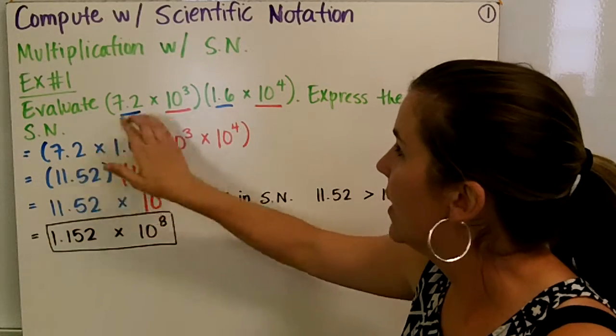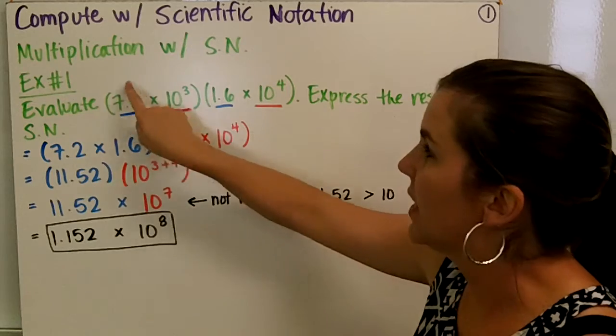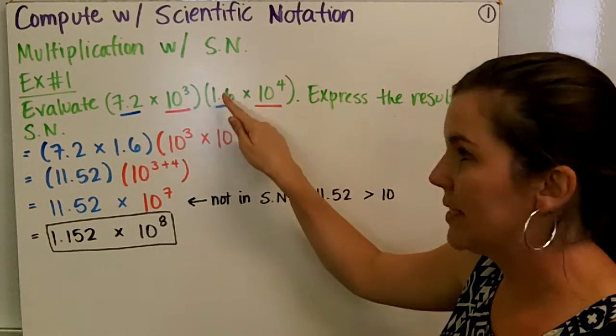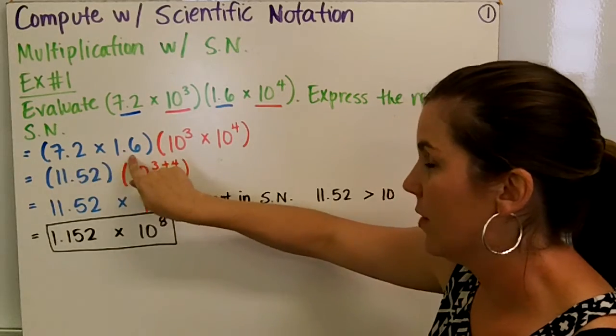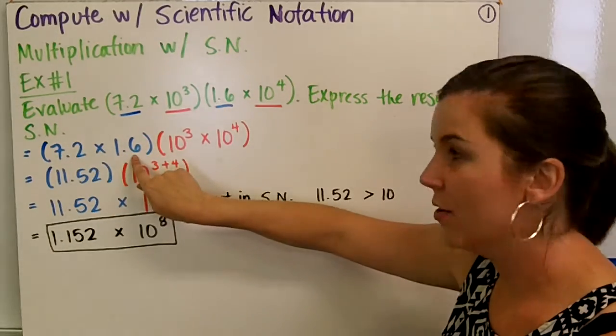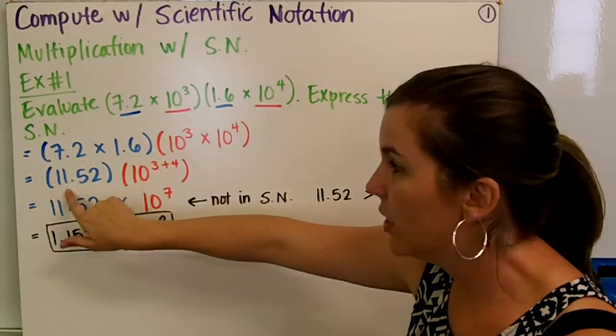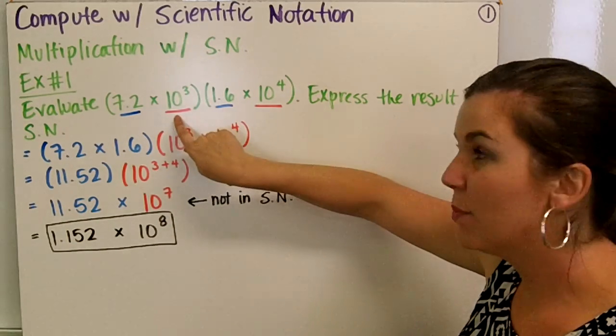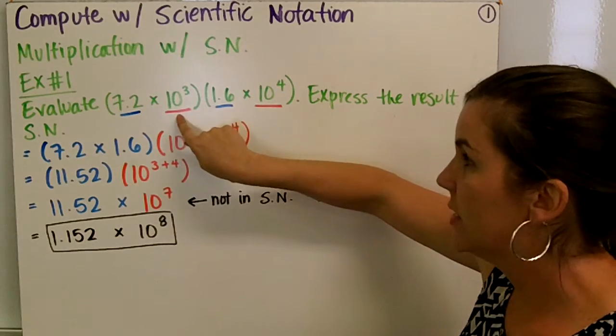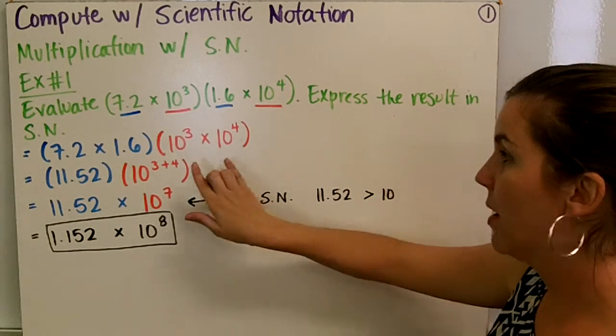So here I have color-coded it for you. I've taken 7.2 and 1.6, the factor part, and grouped them together. We're going to multiply these two numbers together, and you can do this on your calculator. You get 11.52. Take the other part, the 10 to the power part, okay? 10 to the power of 3 times 10 to the power of 4.